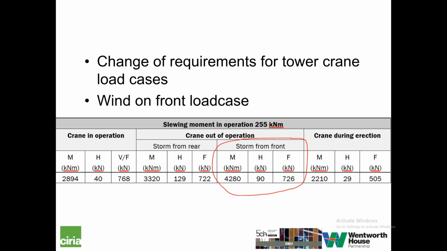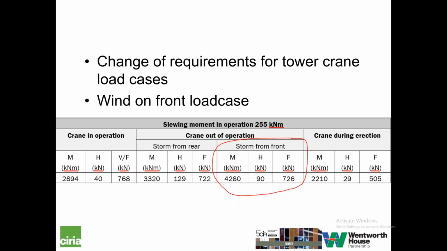So here they're giving you 4 load cases: crane in operation, which we're all used to. The crane out of operation is now divided into 2: storm from the rear and storm from the front. And then, as Tim was mentioning earlier, you will often get the erection case, which can be the worst case for certain cranes. In this particular case, you can see that storm from the front is the worst case.